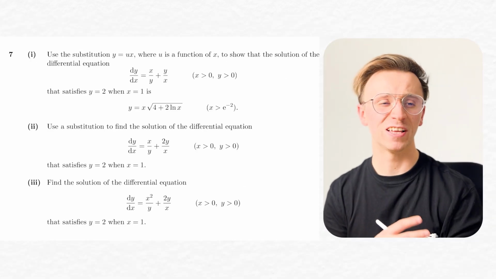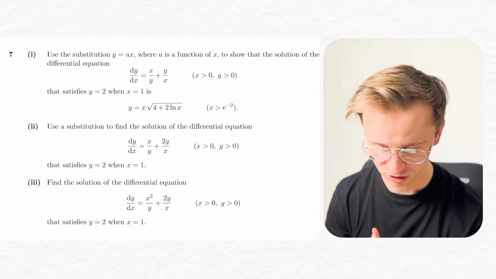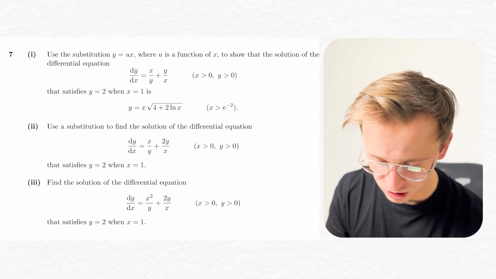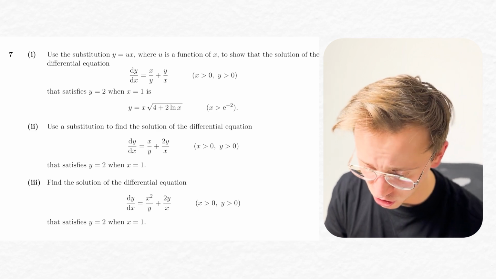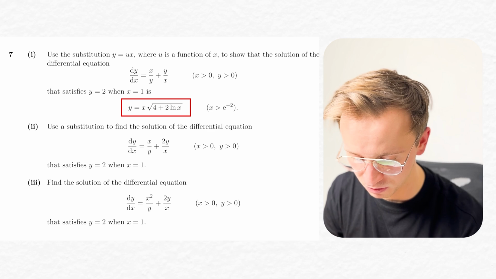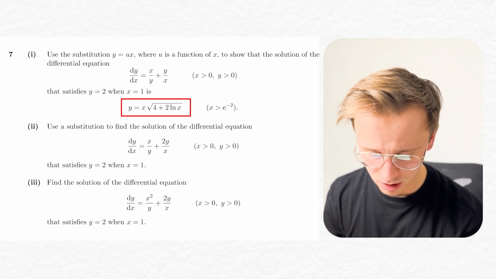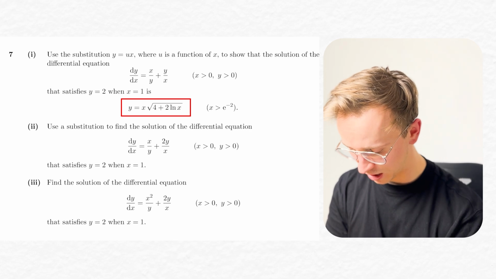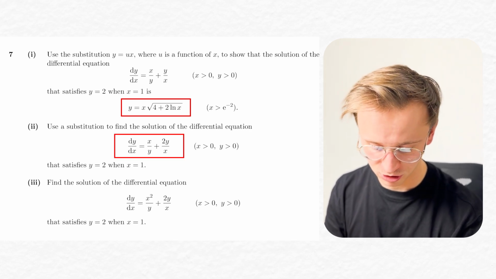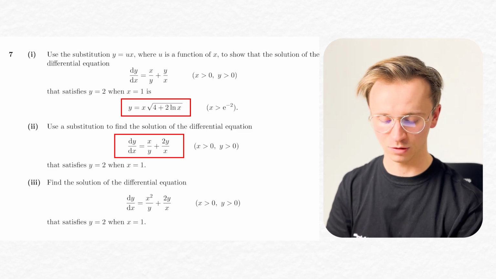Okay, so let's first off break up the question parts. This one's pretty easy because it's just 3 questions. First part is just use the substitution and show that we can get a solution that is equal to this, y equals x square root of 4 plus 2 ln x. Looks a bit awful, but it's fine. Part 2, use a substitution to find the solution of this differential equation. Again, just one more question. And then finally, use another substitution to find that solution.